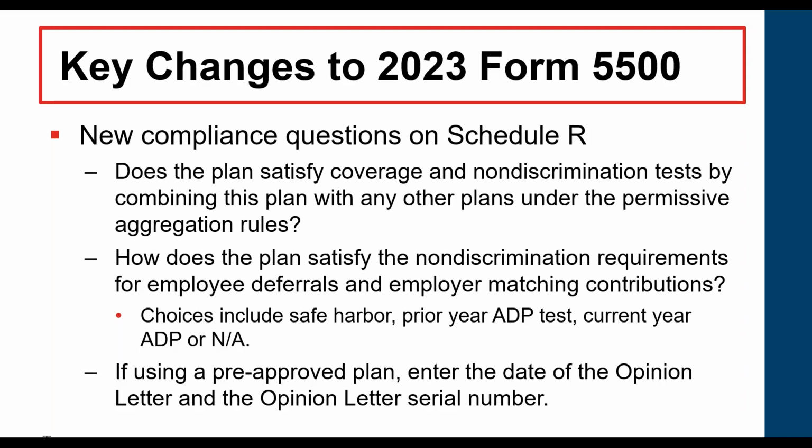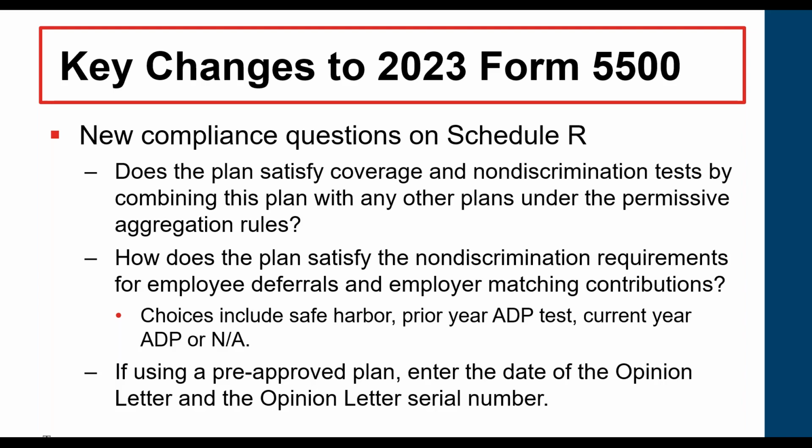And it's important to note that the question does say that you can select more than one of these options. You might have certain groups of employees who meet the safe harbor, and certain employees who maybe don't, or you use a prior year ADP test for non-highly compensated, but you have a current year ACP test. So the choices are interesting, but you can pick multiple choices.